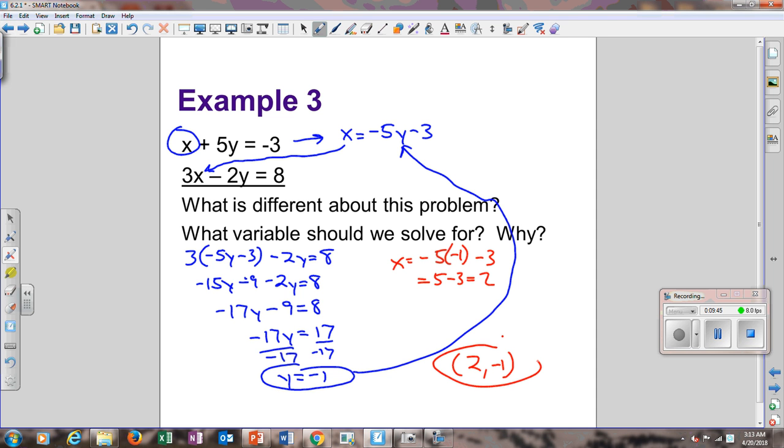Now we should be able to plug this point into either equation and come up with whatever this number is. So if we plug it in here, 2 plus 5 times negative 1. 5 times negative 1 is negative 5. 2 minus 5 gives you negative 3. If we plugged into this one, it would be 3 times 2, which is 6, minus 2 times negative 1, which would be a positive 2, so it would be 6 plus 2 equals 8.